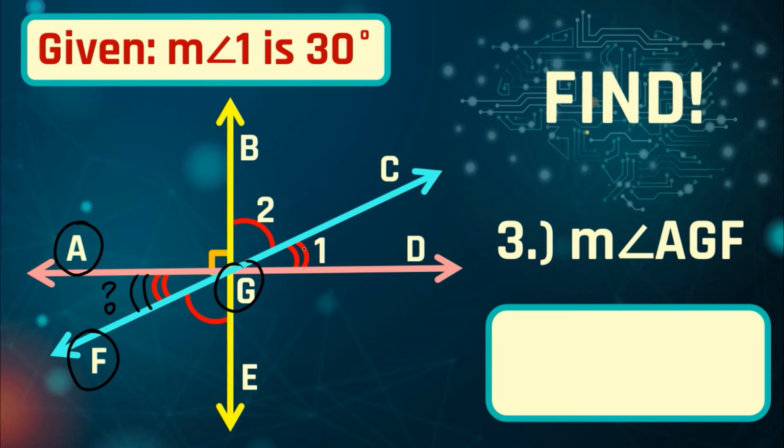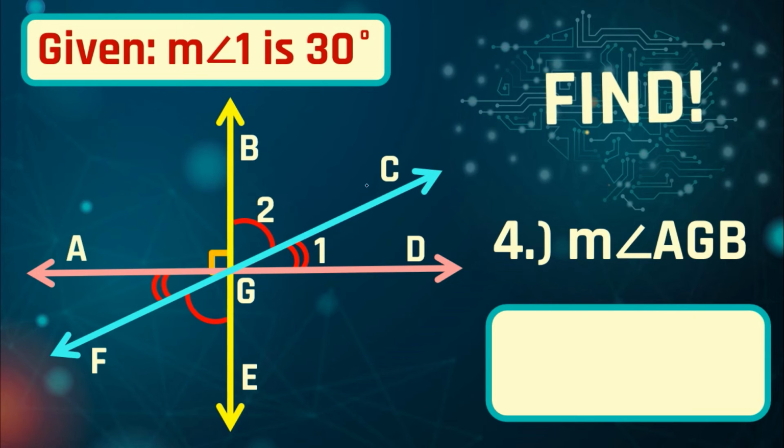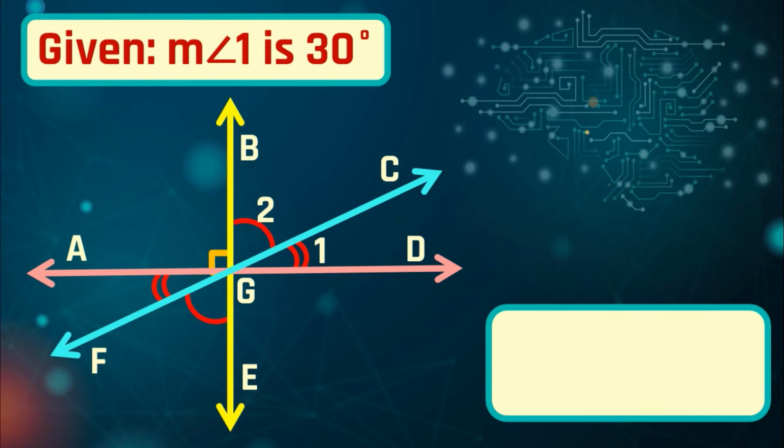What is that? Oh, mag-iisip pa ba tayo kung ano sagot natin dyan? This angle is vertical with this angle. And sinabi na si angle 1 mo ay 30 degrees. So therefore, si angle AGF ay 30 degrees din. Okay? Next, let's find the measure of angle AGB. Where's your angle AGB? Meaning, etong angle na to ang pinapahanap sa atin. Alright, are you going to think of what is the measure of that angle, when there is already a symbol there that tells you what is the measure of that angle? That is 90 degrees. Okay, next.